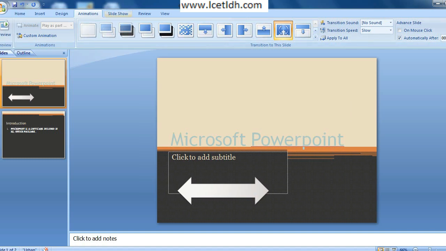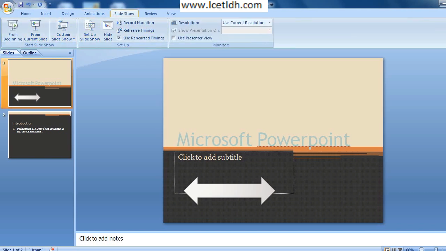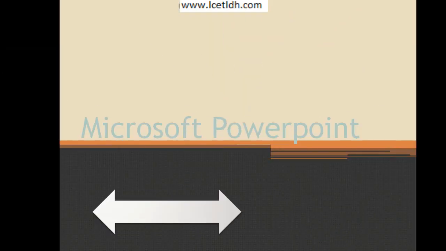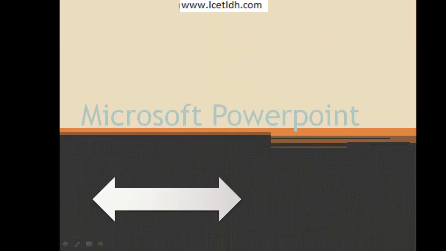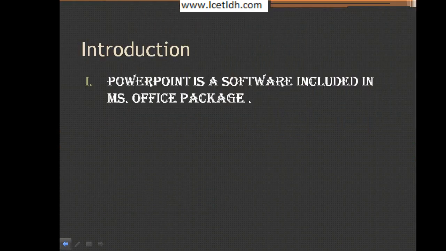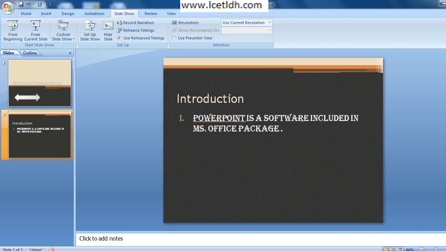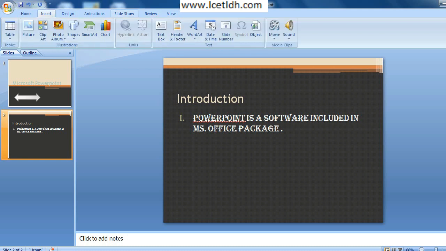So if I want to see how my slides would look and how I can present them to the audience, how can I do that? Simply go to the slideshow option and say from beginning. You can see the first slide is there, and as we have chosen the option after 5 seconds, after 5 seconds automatically the slide would be changed, and you can see the transition that we have chosen.